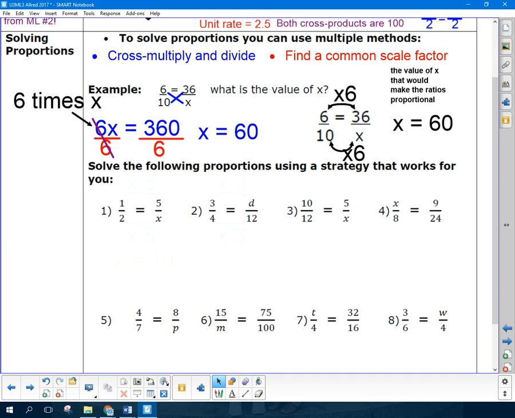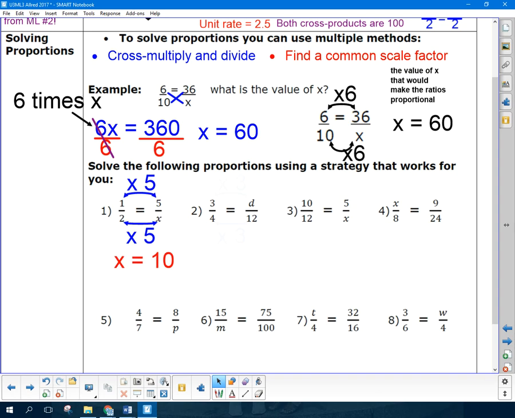But if you look at number 1, it says 1/2 equals 5 over x. What do you think the common scale factor is between one side and the other? That's right. The top goes into the other top 5 times. 1 goes into 5 times. So you know that the bottom on the right has to go into the left 5 times as well. 2 times 5 is 10. X has to equal 10 for that one.